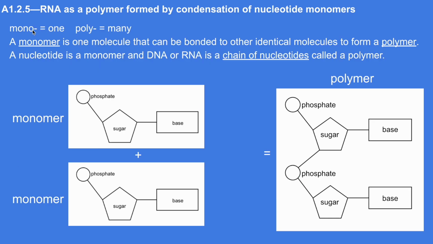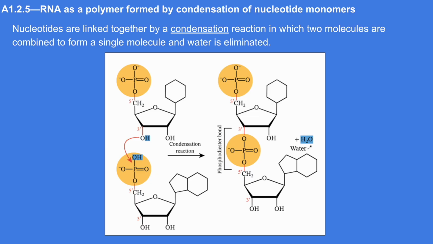Right? The prefix mono means one, and the prefix poly means many. So a monomer is one molecule that can be bonded to other identical molecules to form a polymer. A nucleotide is a monomer, sugar, phosphate, base, and DNA or RNA is a chain of nucleotides that we then call a polymer. Nucleotides get linked together.